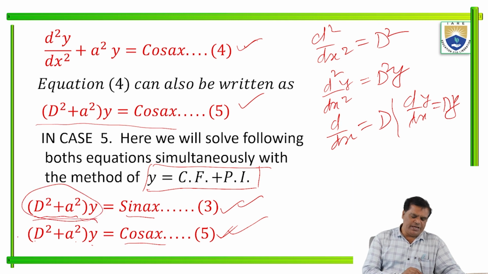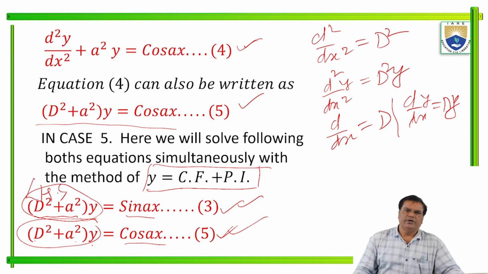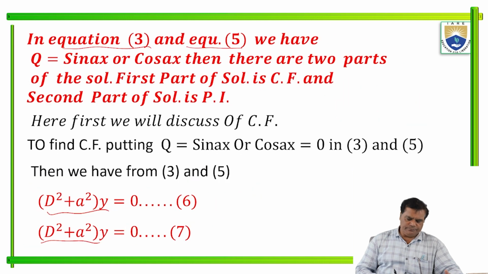The left hand side value is the same in both differential equations. This is the LHS, left hand side. It is the same in both, but the right hand side function is changed. So in equation 3 and equation 5, we have Q equal to sin ax or cos ax. Then there are two parts of the solution. The first part is CF, complementary function, and the second part is PI, particular integral.